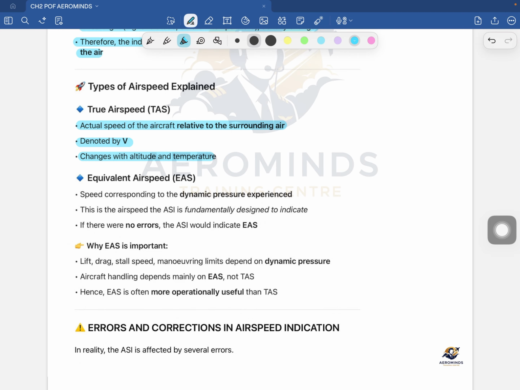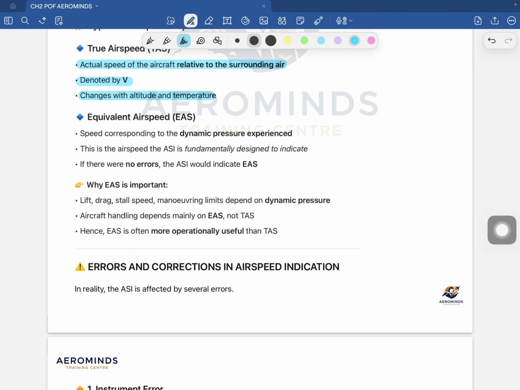Then comes the EAS, which is equivalent airspeed. Got it? So we'll talk about EAS now. EAS is also a very important concept, and many students are confused here. Equivalent airspeed is the speed corresponding to the dynamic pressure experienced by the aircraft. In simple words, equivalent airspeed tells you how much pressure the aircraft is feeling. That is it. If there were no errors at all in the system, no instrument error, no pressure error, no compressibility error, no density error, then the airspeed indicator would actually show the equivalent airspeed. That is what it is fundamentally designed to indicate.